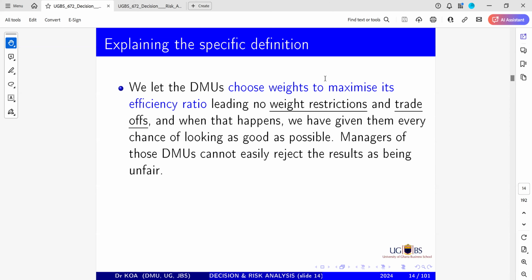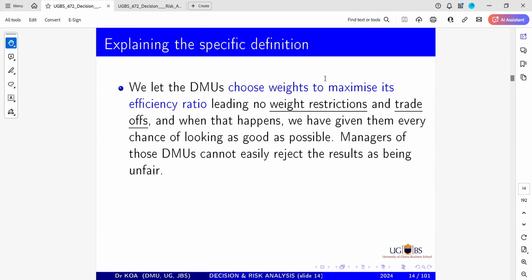And this whole choosing of weight by each firm, and then the same weight is applied to every other firm. Then when it is done, you go to the next firm, which chooses weight, and the same weight is applied to every other firm. Anyway, that whole thing has led to a new crop of work called weight restrictions and trade-off.